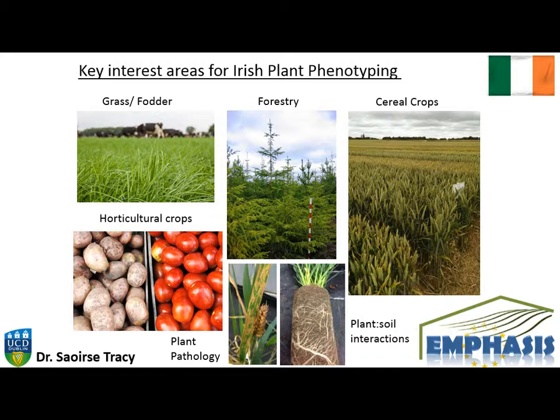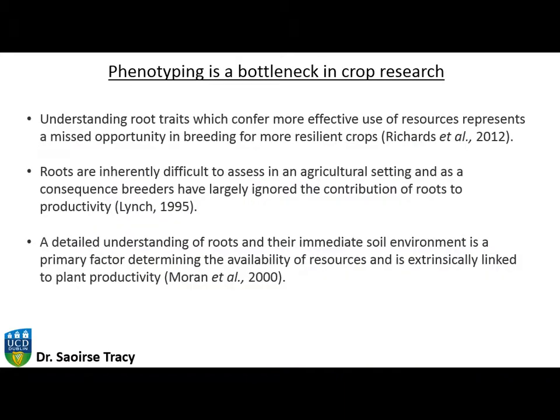Just to give you a quick background to Ireland, agriculture is a huge sector in the economy. In 2016, we established the National Plant Phenotyping Network, which acts as the node into EMPHASIS, a 10-year grant about combining root phenotyping infrastructures across Europe. The main areas that a lot of Irish plant scientists are interested in are grass and fodder, forestry, and horticultural crops. Plant pathology is a really large area in terms of our research focus due to our climate, which is very mild and very wet, and cereal crops and the tillage sector as well.